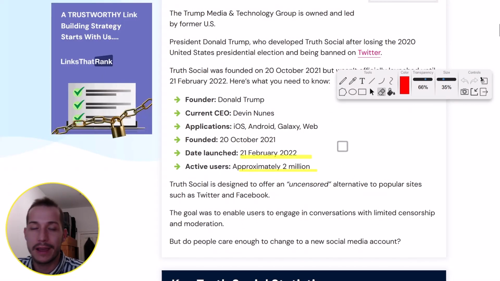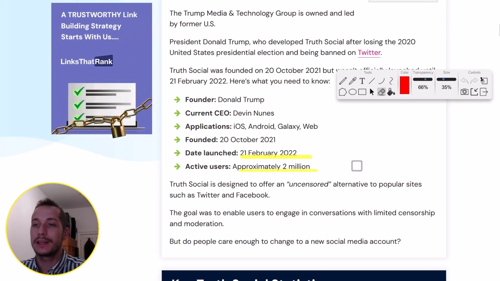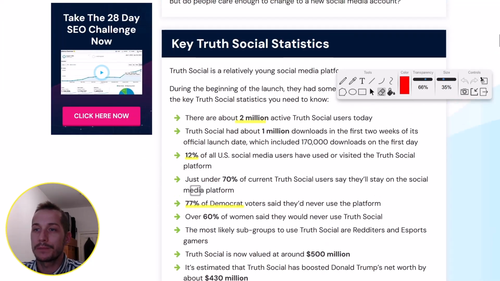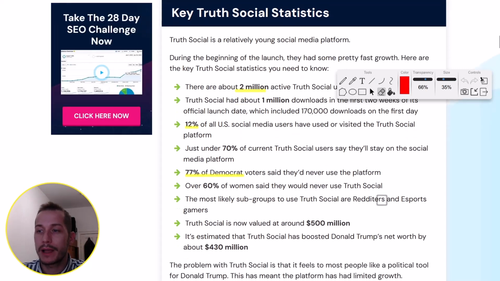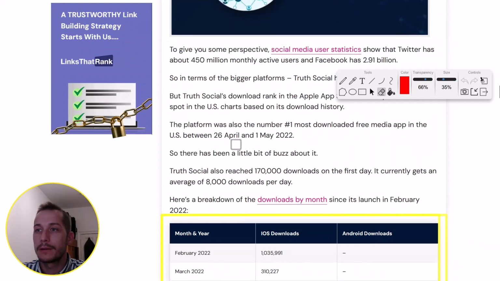Coming down here, Truth Social was launched 21st of February 2022, and right now there's approximately 2 million active users. I've seen that number anywhere from 500,000 to 2 million, so maybe it's somewhere in that range. It's hard to say where they got their information from. 12% of all US social media users have used or visited the Truth Social platform, so I'm one of those 12% at this point. 77% of Democrat voters said they would never use the platform. It's an interesting statistic. Again, I'm not totally sure where they pulled that from, but let's keep going.